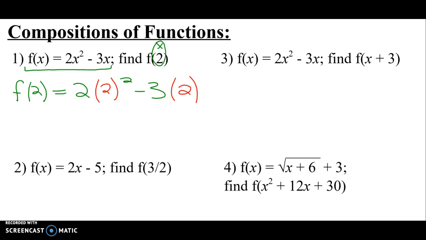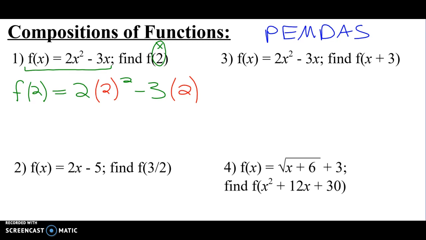So I wrote 2x squared minus 3x, but instead of x, I wrote the 2. Now this is where people will do the mental math wrong. On this test, you really need to remember our order of operations, PEMDAS. What do we have to do first here?